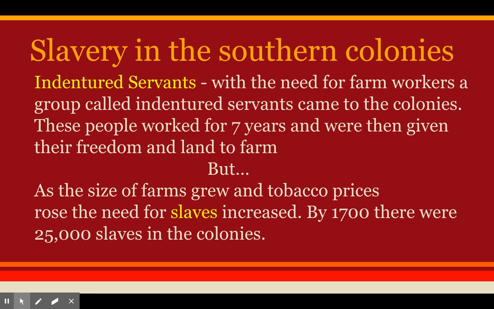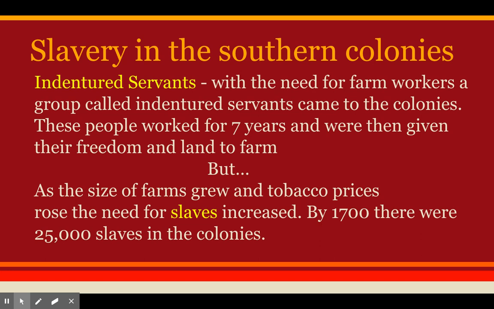Which then goes to the idea, well, who's growing things for them? Well, we have to talk about slavery. And slavery gets a little bit tricky. For at first, we have to talk about this idea of indentured servants. With the need for more workers working the farms, a group is going to come and they're going to be called indentured servants. These people are going to work for 7 years, and normally they're going to get their ears pierced as a recognition that they are working for somebody. And after 7 years of working, the owner of the land would give them their freedom, and then they would also give them land.